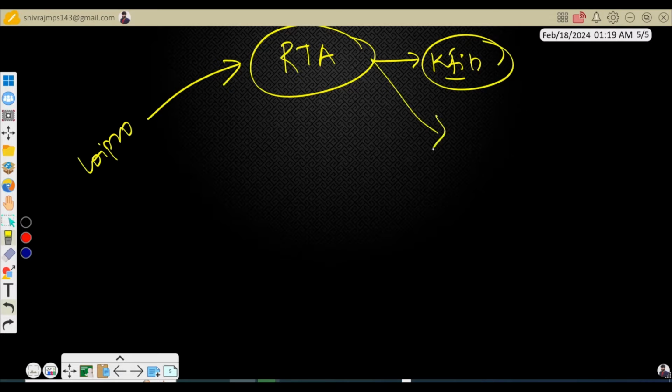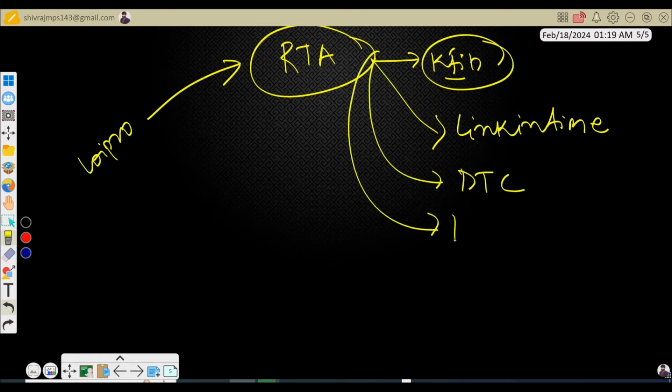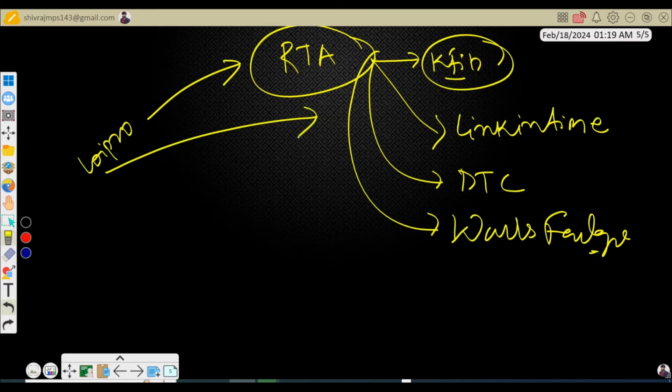Apart from KFIN, you might see Link Intime as well, or DTCC. There are many others as well, like Wells Fargo. They work as a transfer agent or registrar. All right. So a company like Wipro can appoint KFIN or Link Intime or DTCC or Wells Fargo or any other institution. If they're offering RTA service, they'll appoint it.